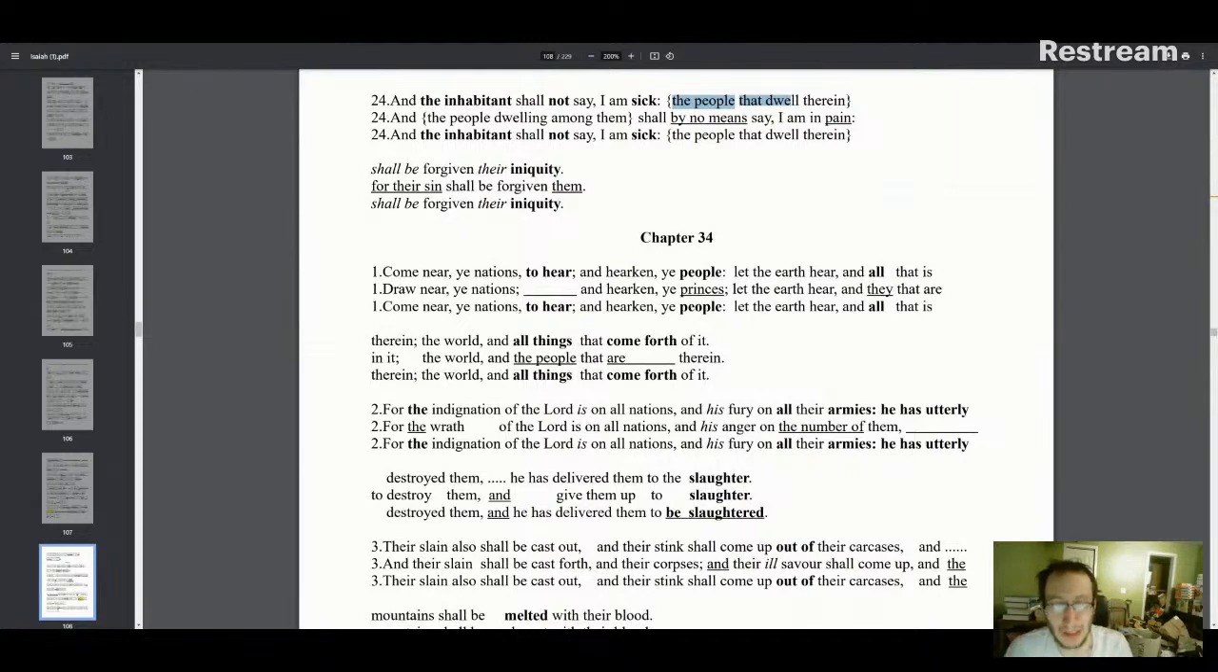Come near, ye nations, to hear and hearken. So to hear and hearken, it means the same thing. So the Septuagint just condenses it into a single reference. Here we have ye people versus ye princes. Very interesting variant there. Then we have people again down here. But the Hebrew says all things, or all.